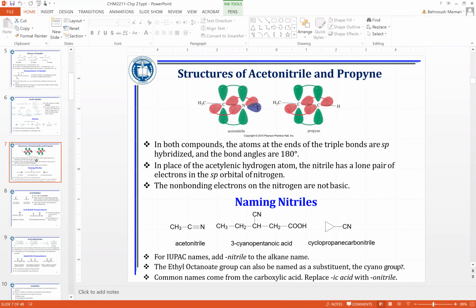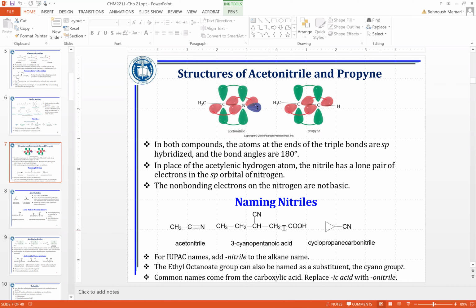When you are naming nitriles, you add nitrile to the end of the name. So if you have two carbons, it is ethanenitrile, or acetonitrile in this case.